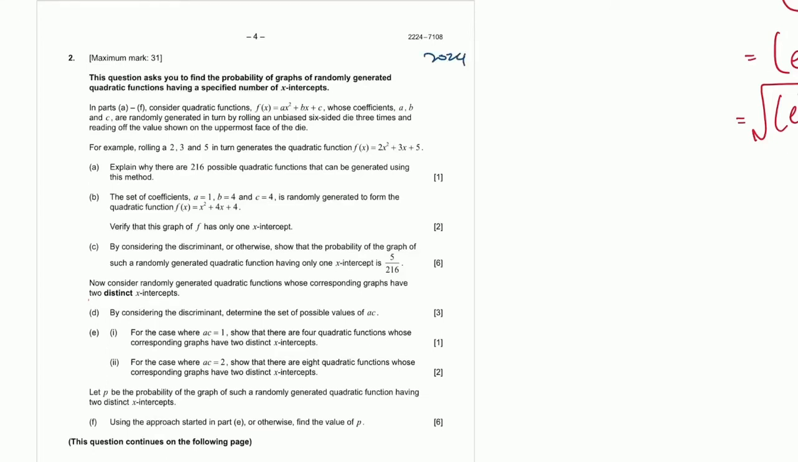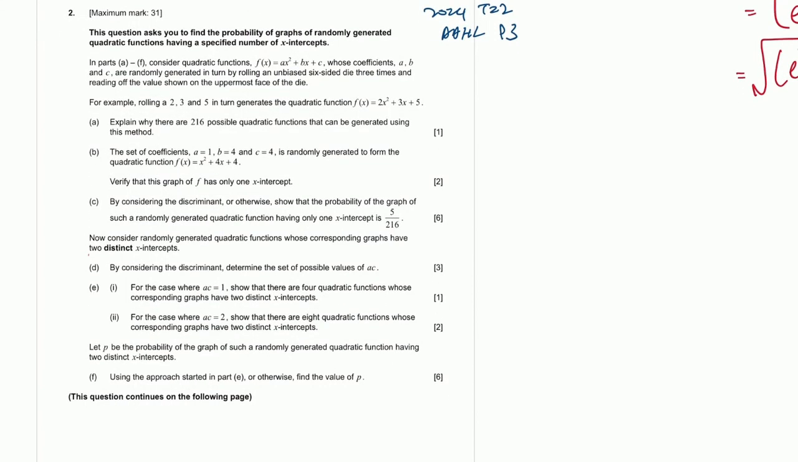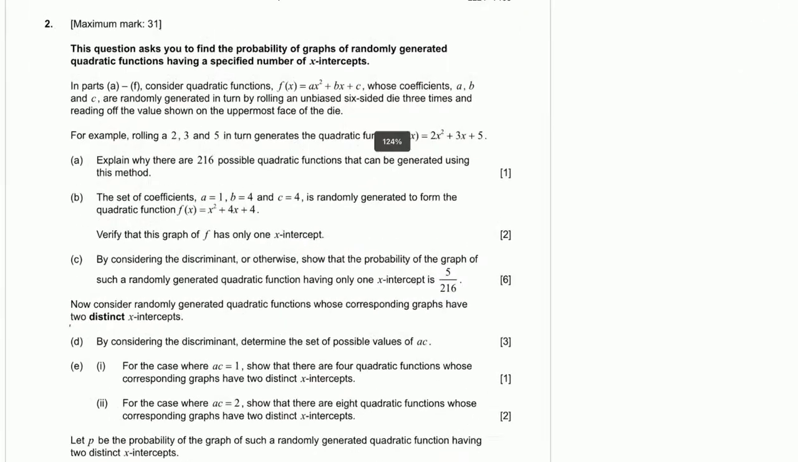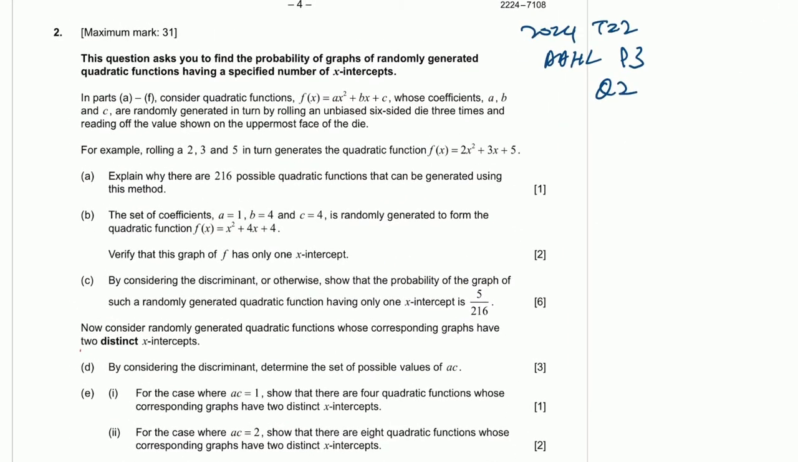2024 times 2. This is AAHL Paper 3, Question 2. It is, in my opinion, a pretty stupid question. We have a quadratic, with coefficients a, b, c, but a, b, c are generated by dice. So 3 dice, so each can only be 1, 2, 3, 4, 5, or 6.